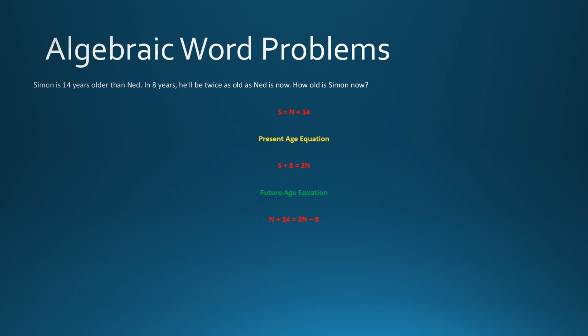Subtracting 2n from both sides and subtracting 14 from both sides to isolate the n variable, we have minus n equals minus 8 minus 14, which simplifies to minus n equals minus 22. Finally, dividing both sides by minus 1 will give us n equals 22. So, Ned is 22 years old in the present time. The problem asked us to find Simon's present age, so we go back to that equation and plug in 22, and we get that Simon is 36 years old.